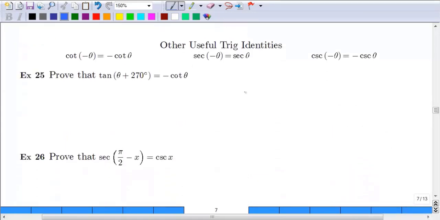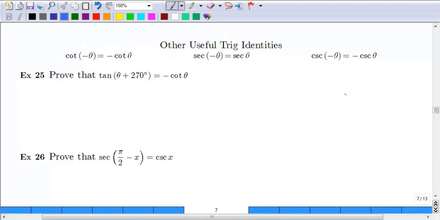Let's also look at cotangent, secant, and cosecant. Cotangent of a negative angle is negative cotangent of the angle, which makes sense. It's going to match up with tangent. Secant of the negative angle is equal to secant of the angle, and again, this is going to match up with cosine. And finally, cosecant of a negative angle is negative cosecant of the angle, and again, that's going to match up with sine.